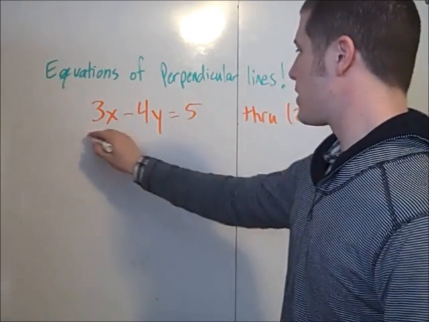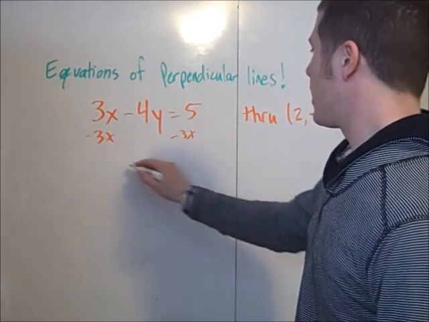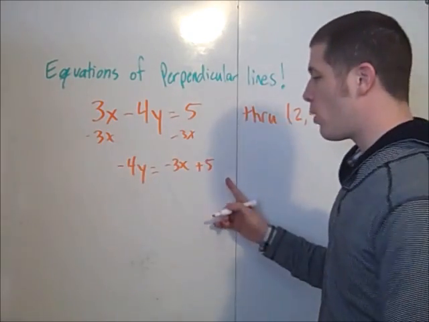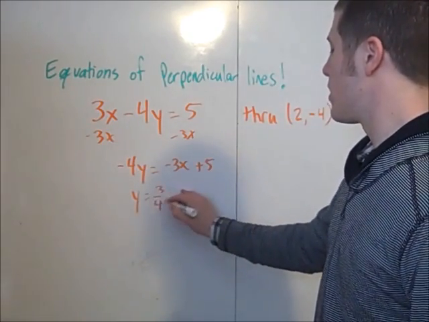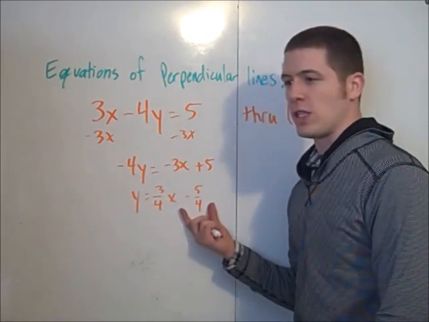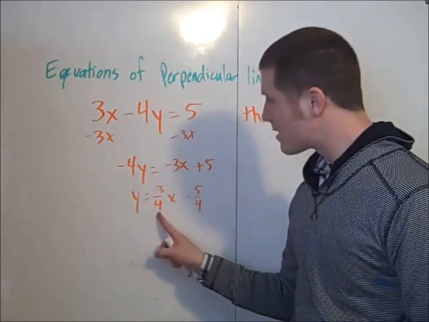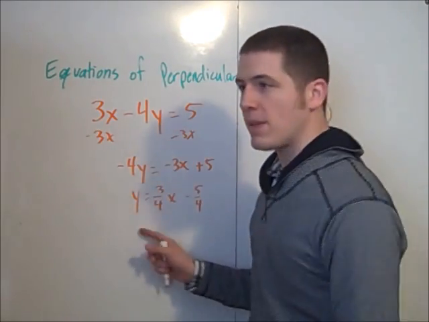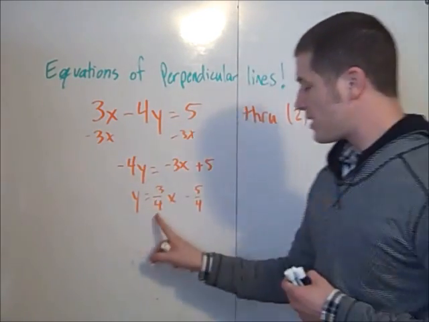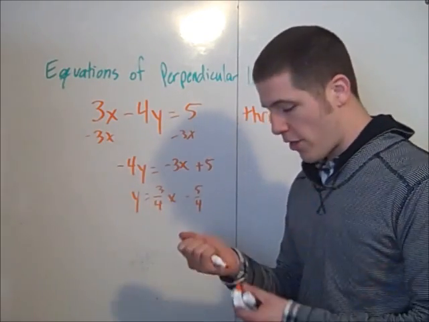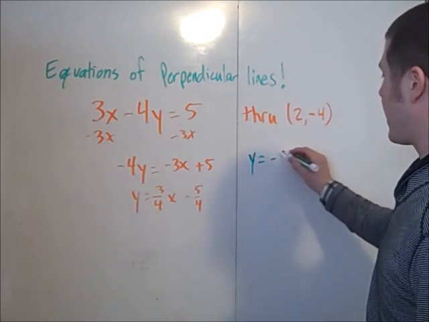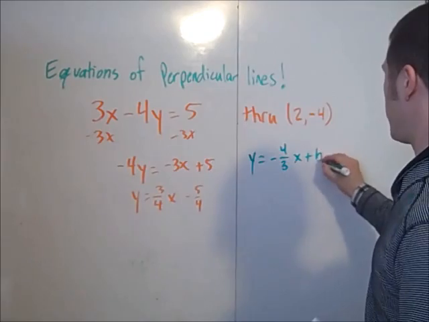If we subtract 3x from both sides, we find that we have -4y equals -3x plus 5. And then divide everything by -4, we have y equals 3/4 x minus 5/4. This minus 5/4 is inconsequential to us. We don't really care about it. All we really care about is that the slope of this line is 3/4. That means the slope of our line that's perpendicular to this line and through this point has to have a slope of -4/3. So we start writing our equation. y equals -4/3 x plus b.